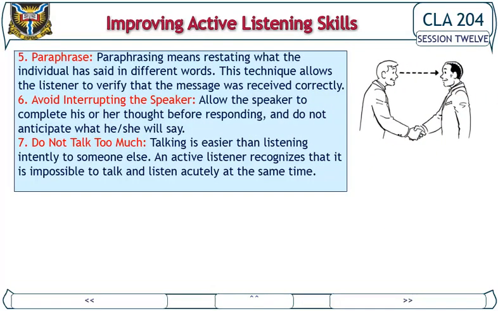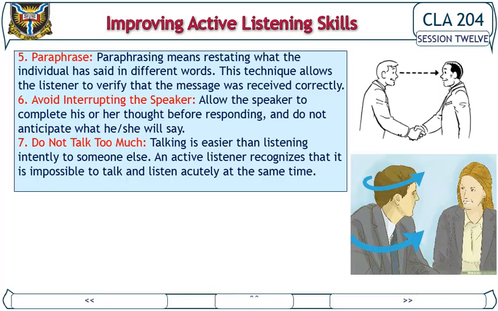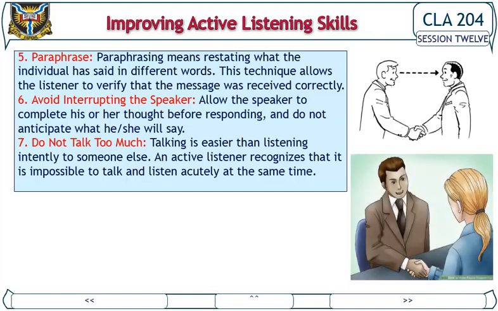5. Paraphrase. Paraphrasing means restating what the individual has said in different words. These techniques allow the listener to verify that the message was received correctly. 6. Avoid interrupting the speaker. Allow the speaker to complete his or her thought before responding, and do not anticipate what he or she will say. 7. Do not talk too much. Talking is easier than listening intently to someone else. An active listener recognizes that it is impossible to talk and listen accurately at the same time.